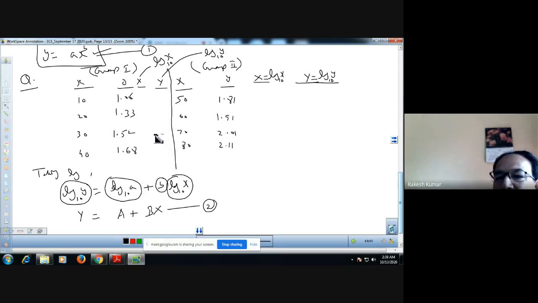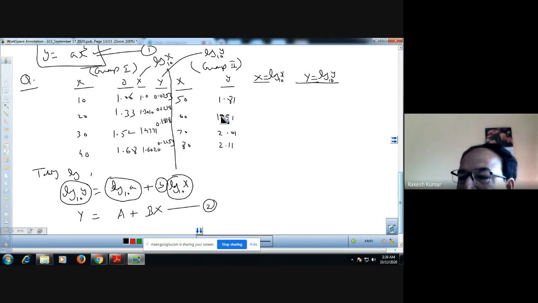Log of y to the base 10, and the new values will be calculated. This will be 1.0, this will be 1.3010, and this will be 1.4771, 1.6020. And from here Y will be 0.0253 and 0.1238, and this will be 0.1818, and this will be 0.2253. So these are the values of capital X and capital Y.